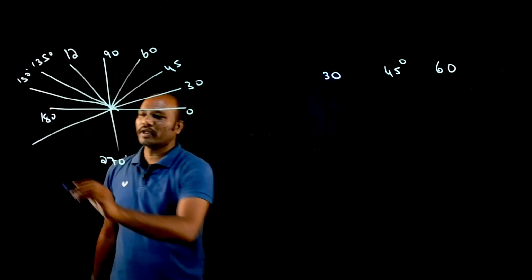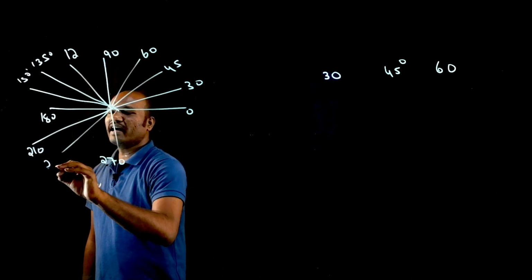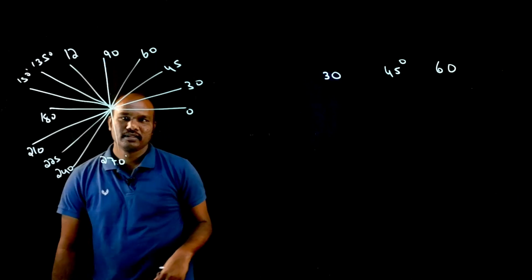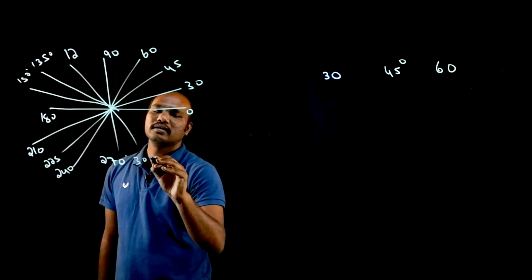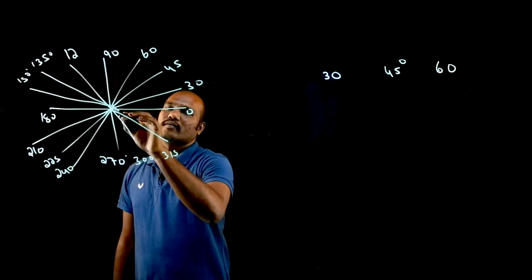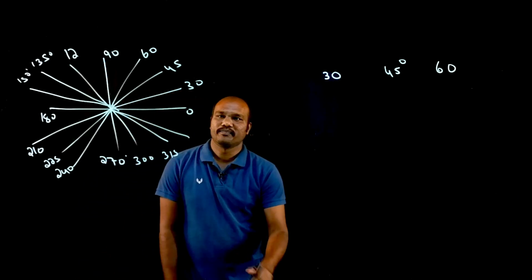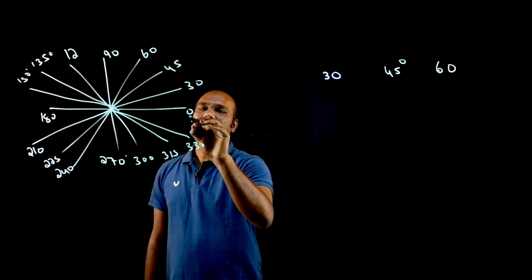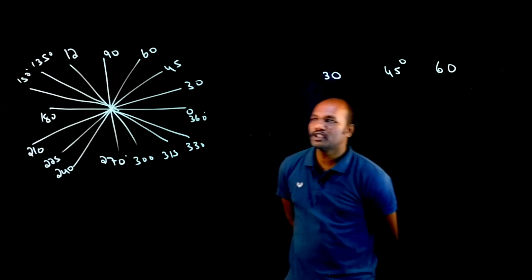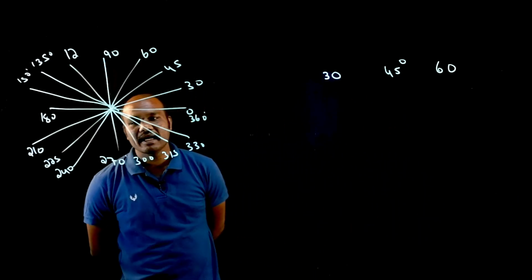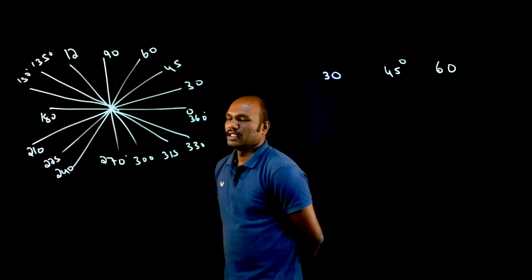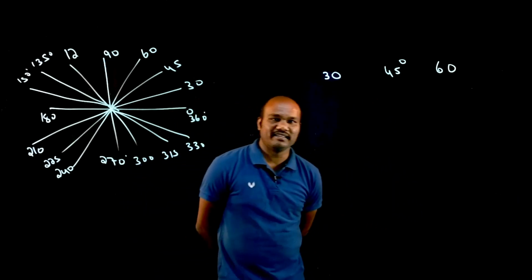180 plus 30, 210, 225, 240. From here, 300, 315, 330. This will be 360. This much you know how to do, this much you can write. If you cannot write this diagram, I ask you to watch the video again, because continuing the video has no sense otherwise. You have to remember how to write this.